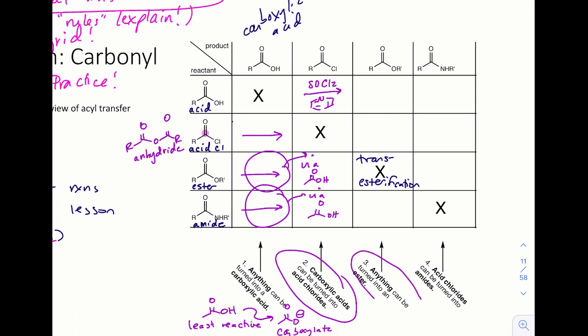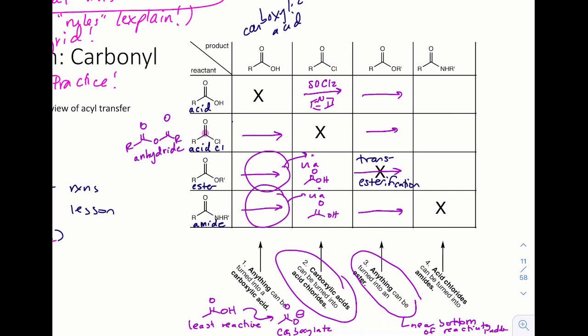Okay, anything can be turned into an ester. That's because esters are also near the bottom of that reactivity ladder. They're one of the least reactive acid derivatives. But often these transformations did involve a catalyst. We can even convert an ester to a different ester, right? Transesterification. So all these functional groups can be directly converted to esters.